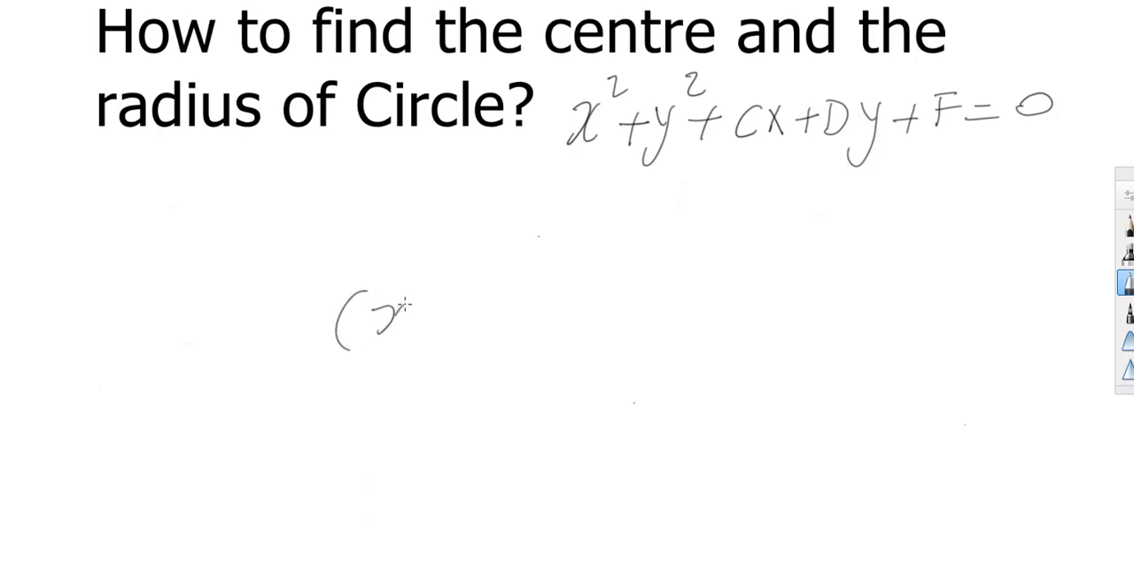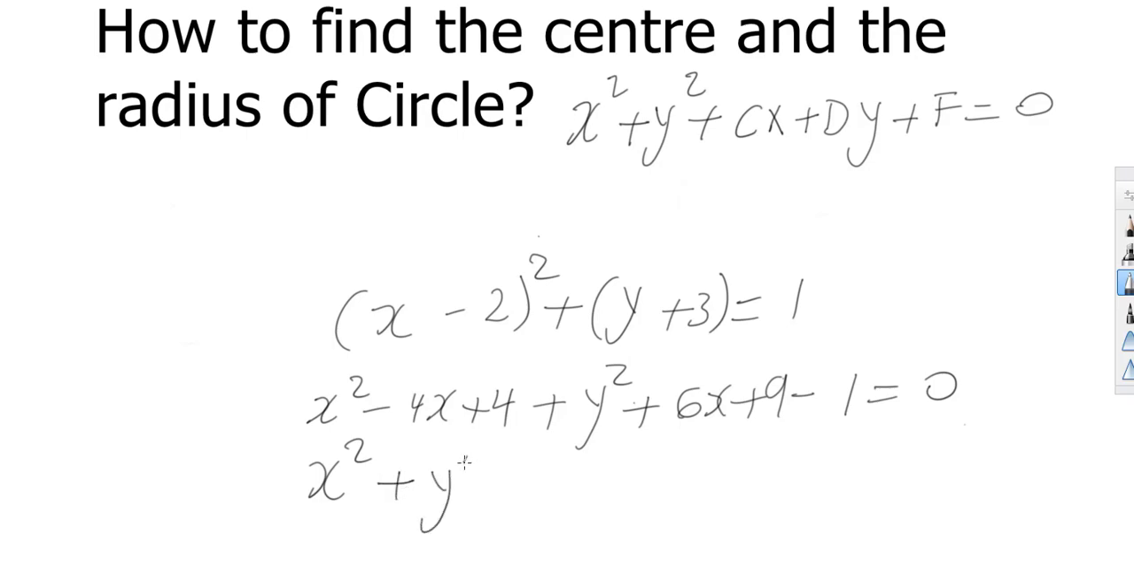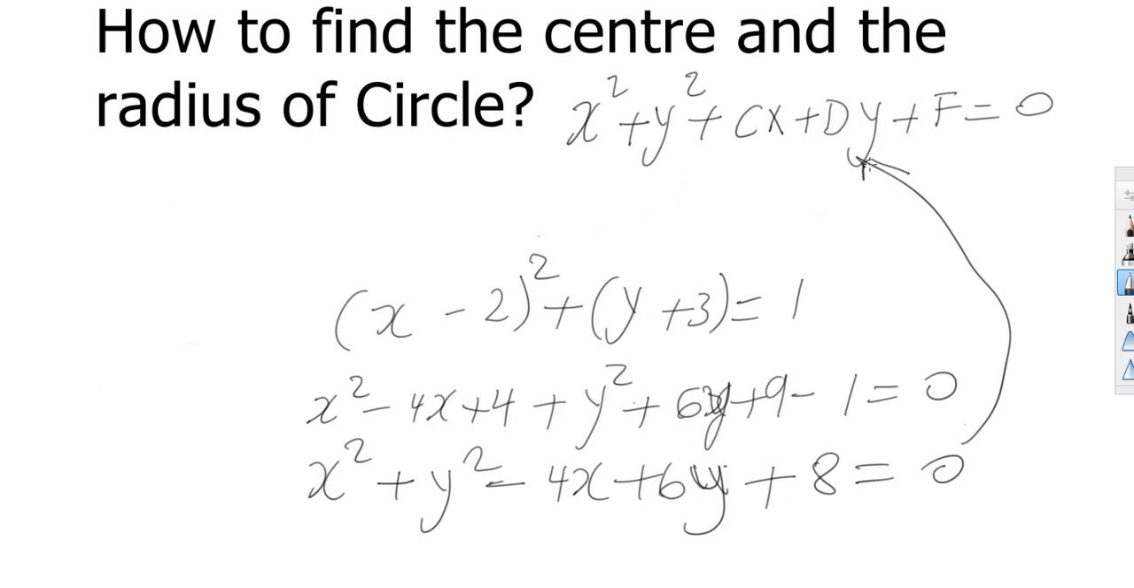Meaning that if you have an equation, for example, this one, okay, let's say this one equal to 1, for example. If you expand it, this will be x squared, 4x, plus 4, y squared plus 6y plus 9 minus 1 equal to 0. So x squared plus y squared, and here we have a y, so we have 4x plus 6y plus 8. So this is the equation of a circle like this, okay?